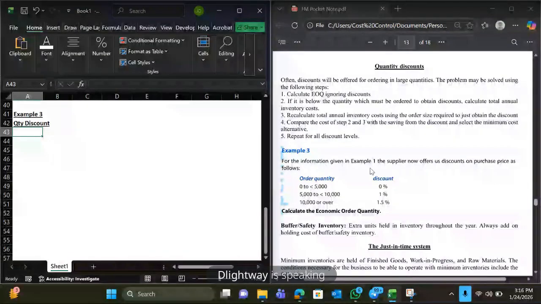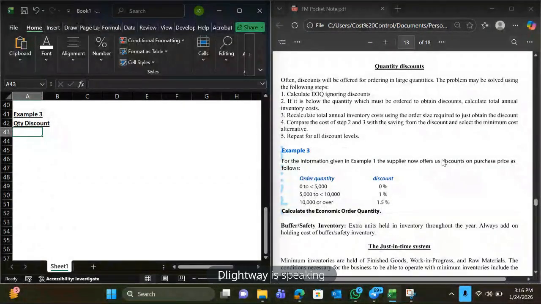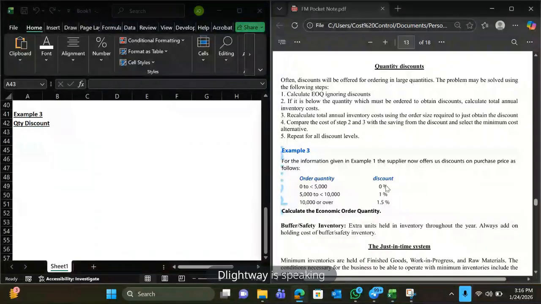The question says: for the information given in example 1, the supplier now offers us discounts on purchase price as follows. Order quantity, whenever the quantity is from 0 to 4,999, hope you understand that's what the first line means. So it's saying 0 to lesser than 5,000, any quantity within the range of 0 to 4,999, there is 0% discount on the purchase price.